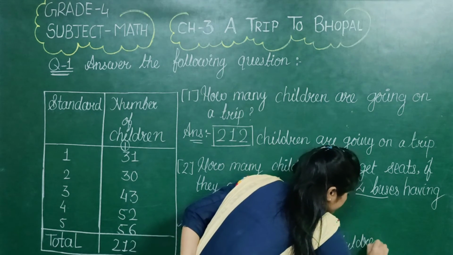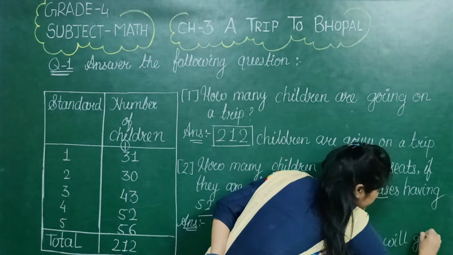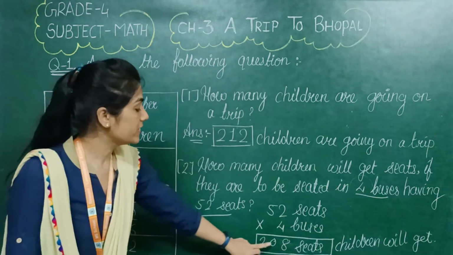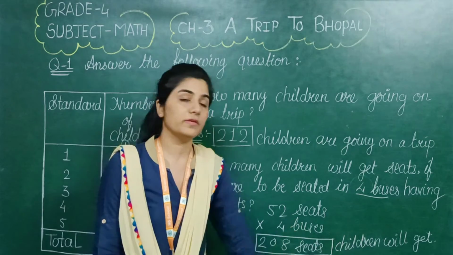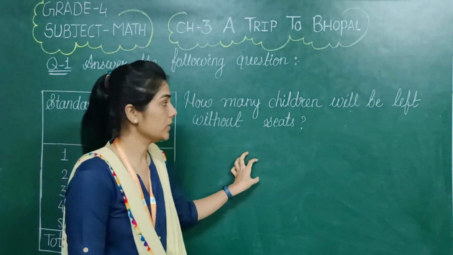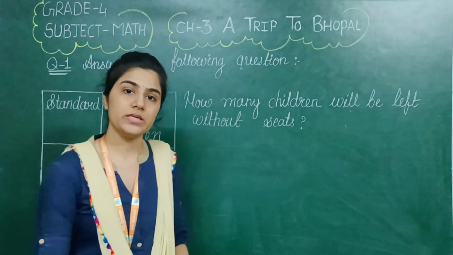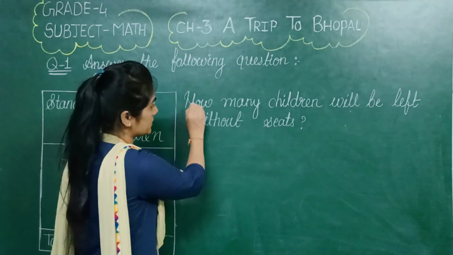Children will get. This is our answer, that 208 children will get seats. Now this question is continuing in number 2 question. In that we have found that 208 children will get the seats.